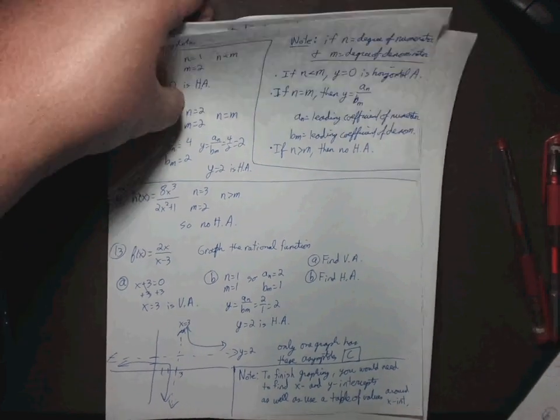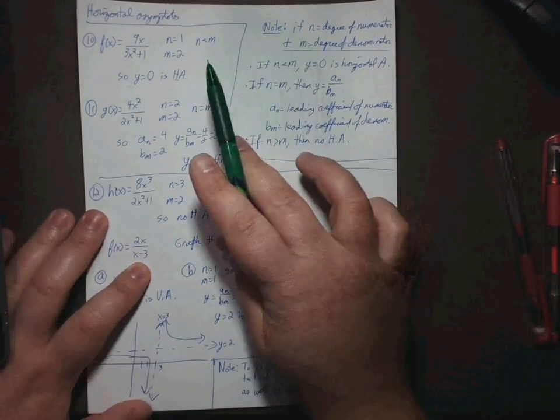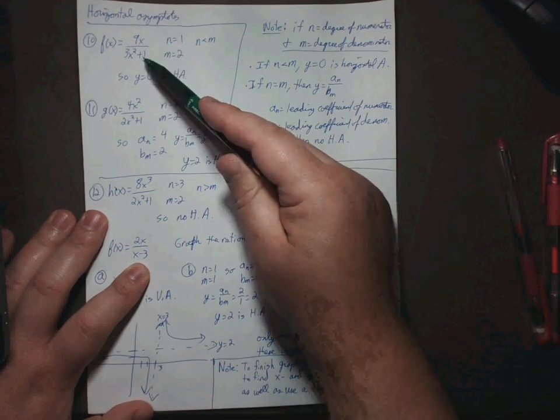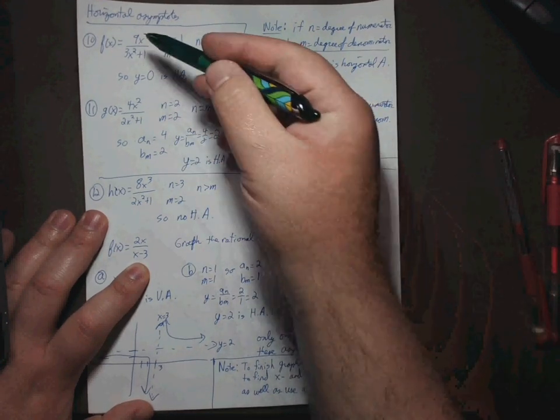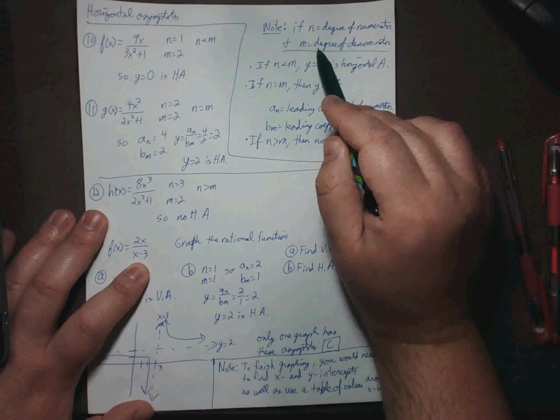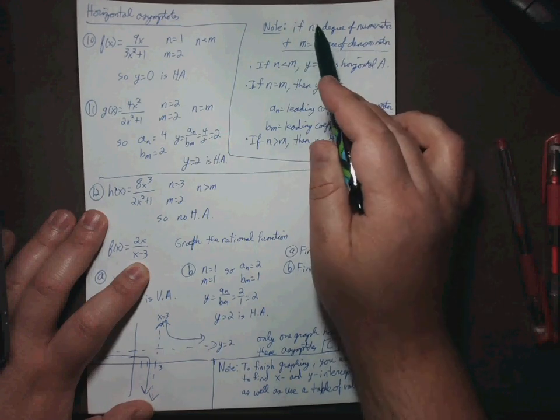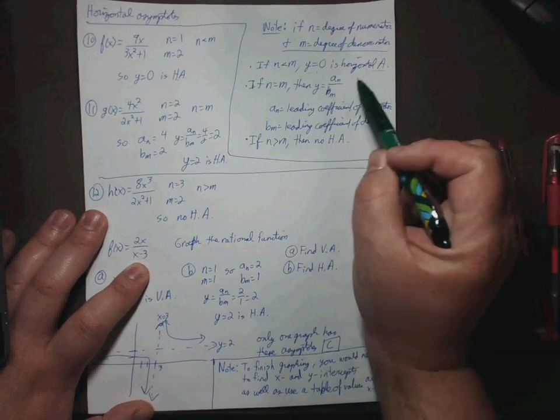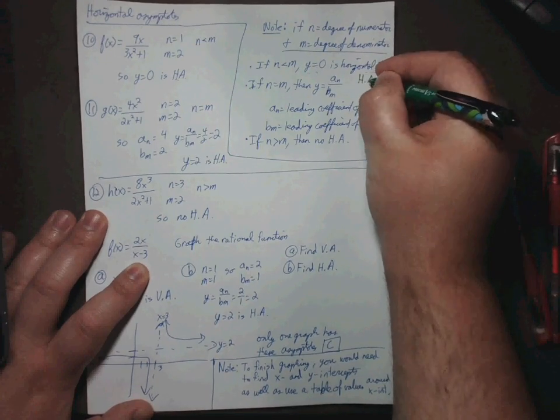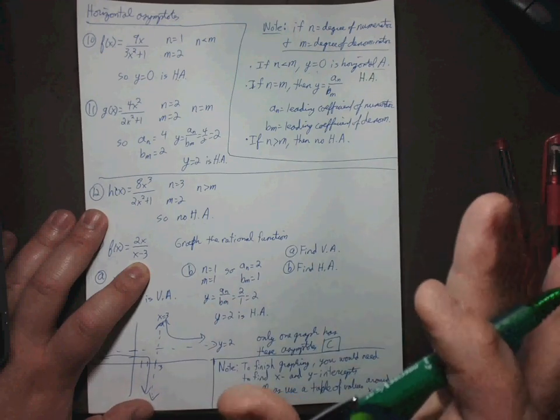A lot to go through, so I'm going to keep going. Moving to number 10, 11, and 12, talking about horizontal asymptotes. We're looking at the degree of the numerator and the degree of the denominator. N here is the degree of the top. M is the degree of the denominator. If N is less than M, top is less than bottom, y equals 0 is your horizontal asymptote, or as I put it later, HA. That's all you have to look at there.